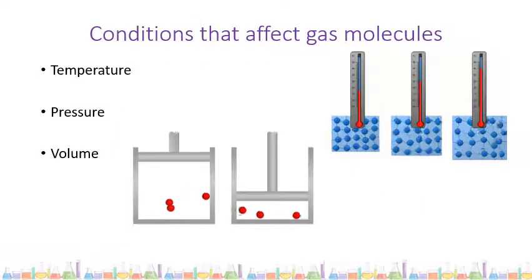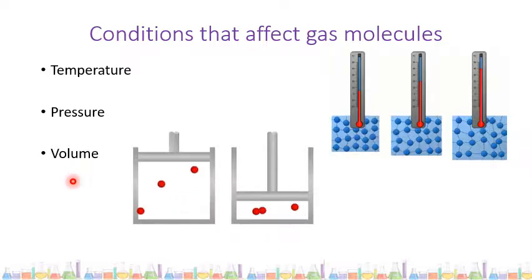Conditions to be aware of are temperature, which affects the kinetic energy of the molecules. Increasing the temperature means increasing the movement of the molecules. Pressure is all about how many collisions there are per second with the walls of the container. You can compare the two of these here. We can see this container must have a higher pressure because there's more collisions with the walls of the container.